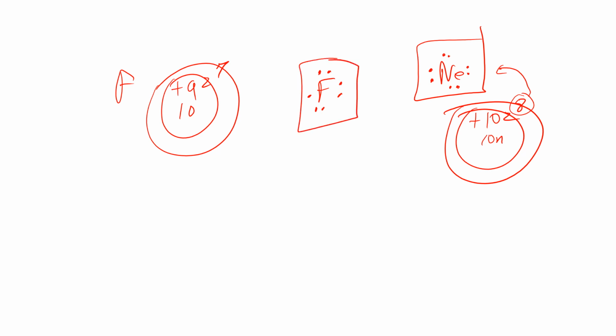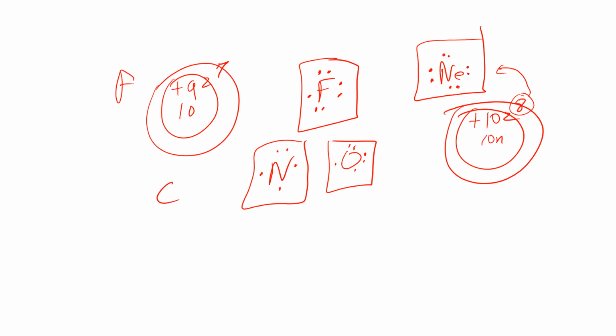Electron dot notation for fluorine. Electron dot notation for oxygen, 6 valence electrons. Nitrogen, 5 valence electrons, 2 and 5. 2 on the first, 2 in one place, 3 in the other. There's my electron dot notation for nitrogen. Carbon has 4 valence, and like I said, we'll put 1 in each of those 4 different locations. There's my electron dot notation for carbon.